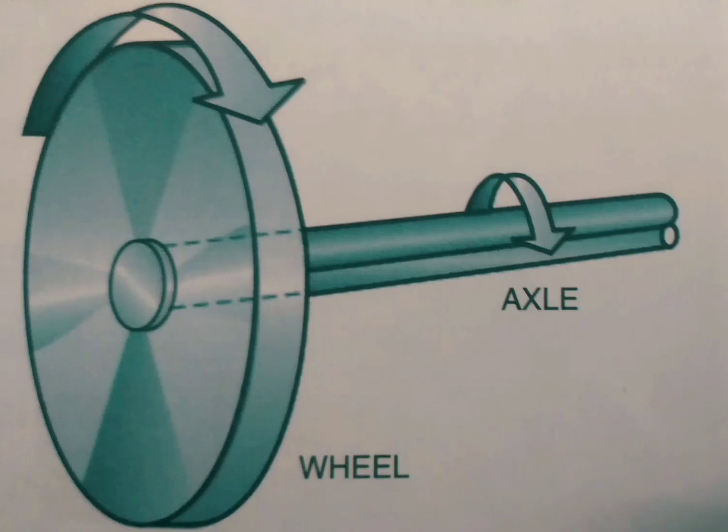Good morning, children. Today we are going to learn about another simple machine, that is wheel and axle. Wheel is one of the most important inventions of humankind. All vehicles move on wheels. The wheel and axle machine together form a simple machine.